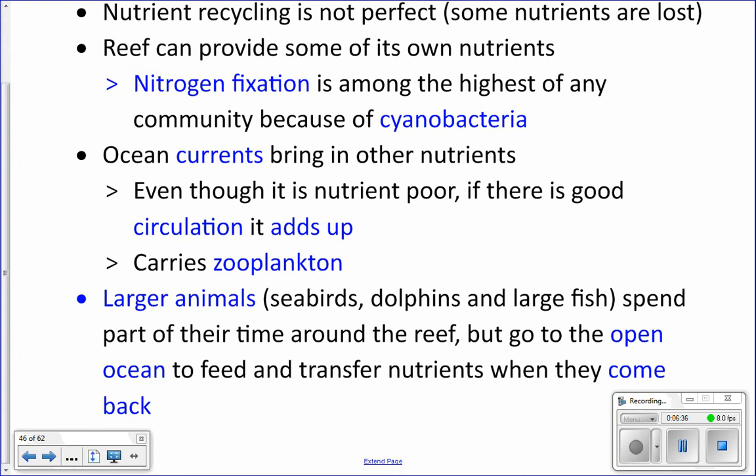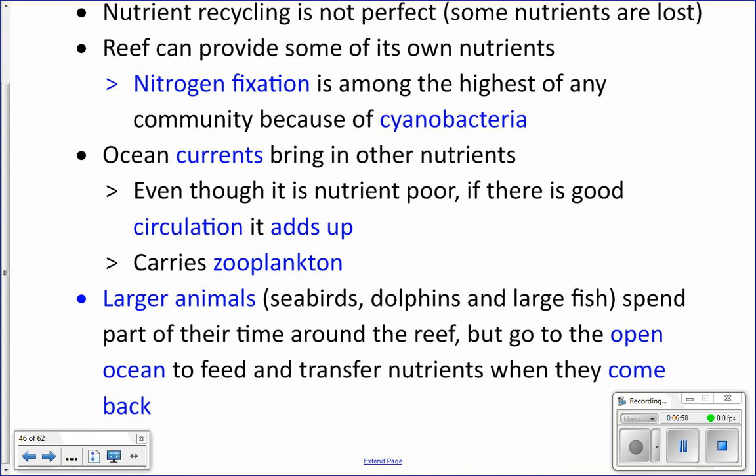So all of these ways nutrients get brought to the reef allow for there to be a lot of primary productivity, because now you get lots of nutrients and lots of sunlight, and so all of the primary producers on the reef can do lots of photosynthesis. And if there's lots of photosynthesis going on, there's lots of energy to get passed up the food chain.